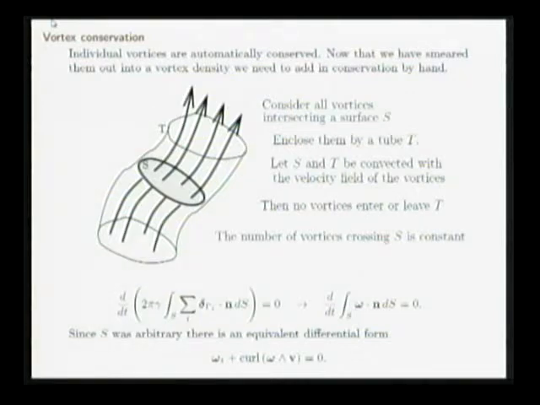And then since S was arbitrary, there's an equivalent differential form. You can take this d by dt inside, and you find that the differential form of this conservation equation is the time derivative of omega plus the curl of omega cross v is equal to 0, where v is the velocity with which these things are advected.